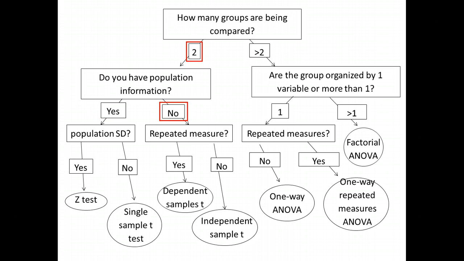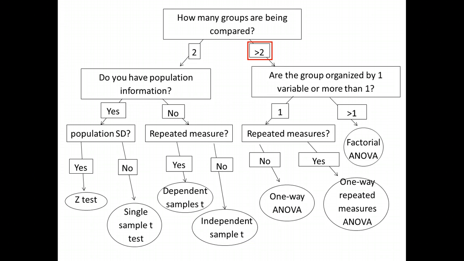If you don't have any population information at all, you just have 2 groups to compare, the next thing I ask myself is, was there a repeated measure used? Did they do something before and after, a pre-test, post-test kind of thing? Or did they ask 2 different questions of the same group of people, and I want to look for a difference between responses to those 2 questions? If the answer to those things is yes, then I've got a dependent samples t-test, also called a paired samples t. And if not, if I've just got 2 groups of people that have nothing to do with each other, then I've got an independent samples t-test.